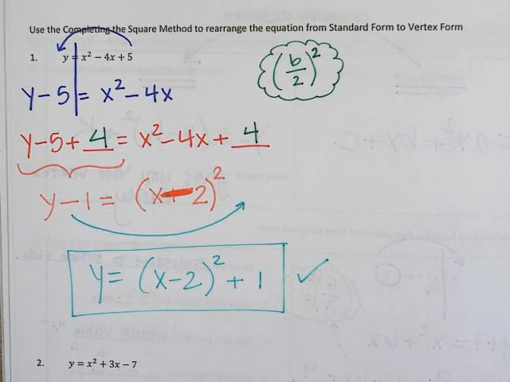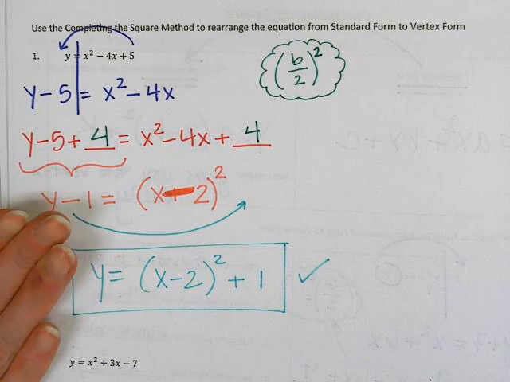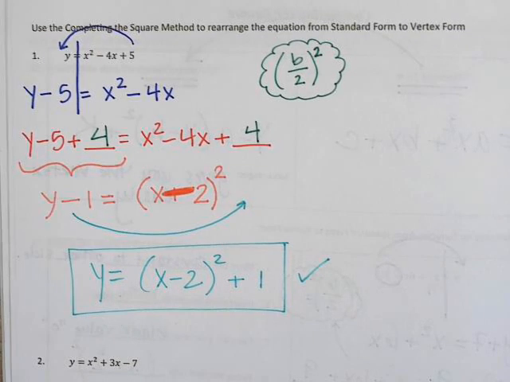All right, that's it. That's completing the square, which gets you from standard to vertex form. Nice job, guys.